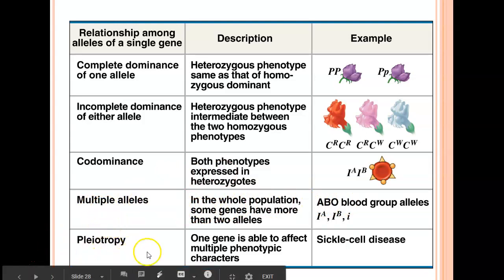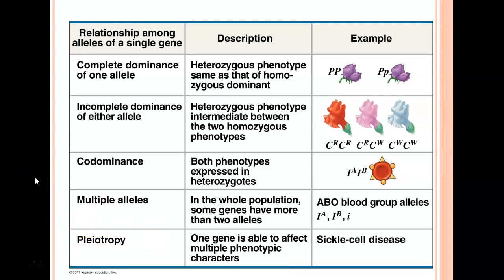And one word that we didn't really talk about is pleiotropy. What that means is that there is one particular gene that can have a lot of phenotype characteristics. So one gene can affect in some way many physical traits. So sickle cell is one example where that one gene has the ability to control multiple physical things.